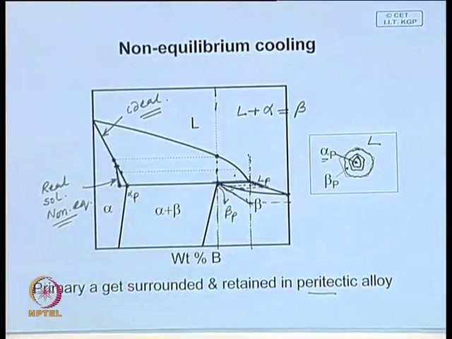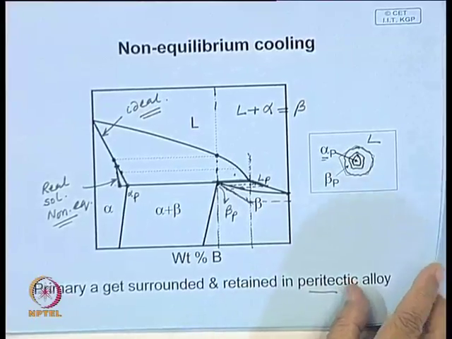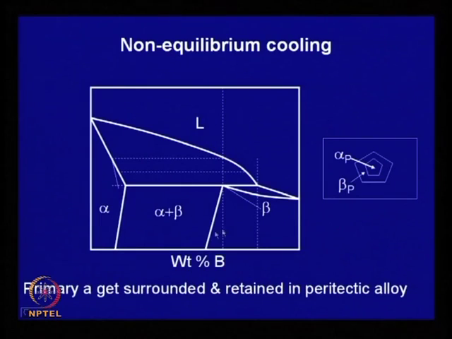So, here it is a little more complex. In case of a peritectic reaction, if there is a peritectic reaction in any system, the primary alpha will get surrounded and retained even in the peritectic alloy.